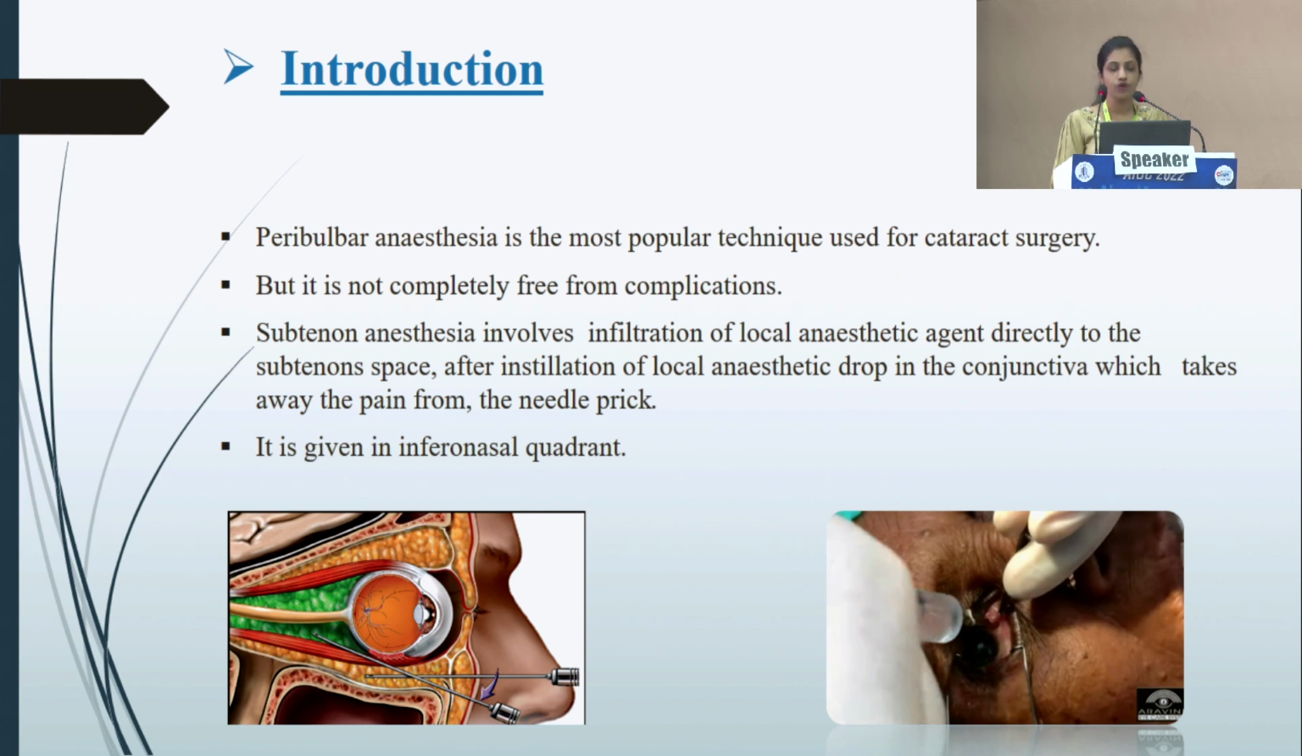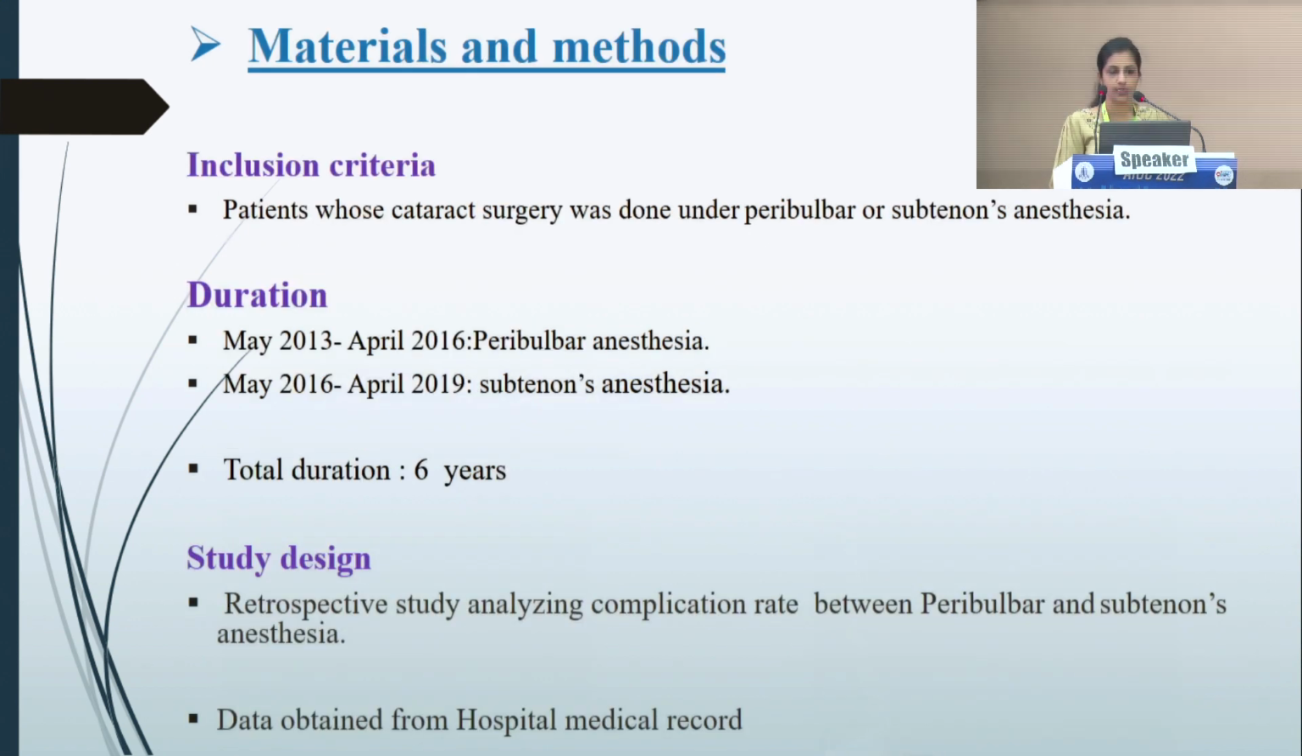Sub-tenon anesthesia involves infiltration of local anesthetic agent directly into the sub-tenon space after instillation of local anesthetic drops in the conjunctiva, which takes away the pain from the needle prick. It is usually given in the infero-nasal quadrant.